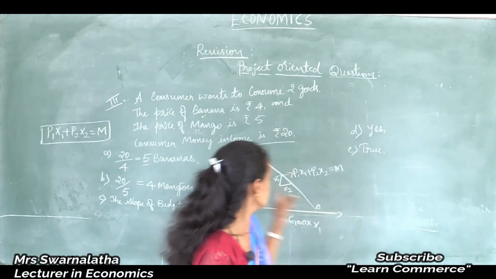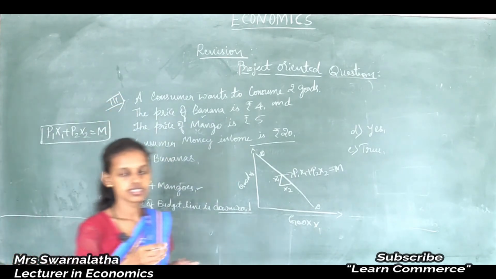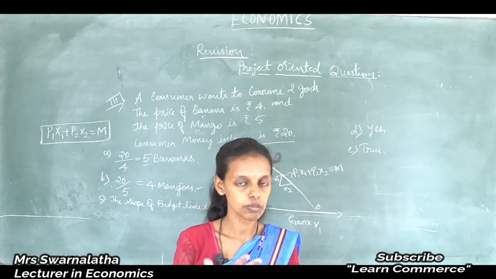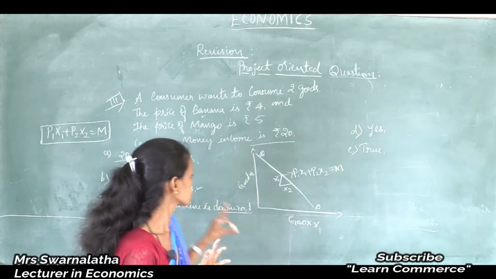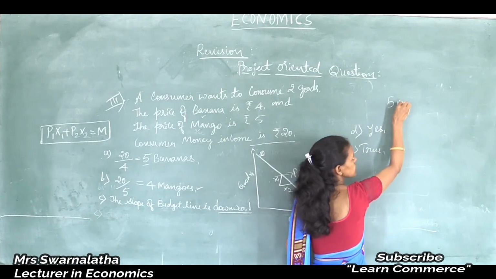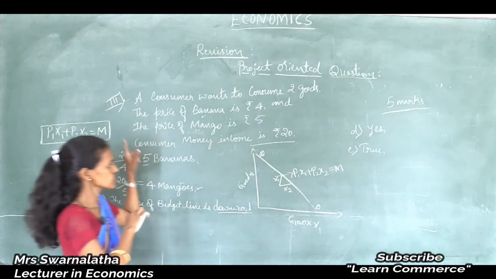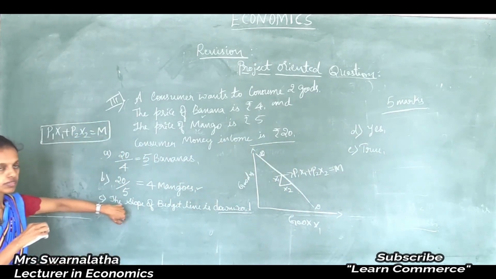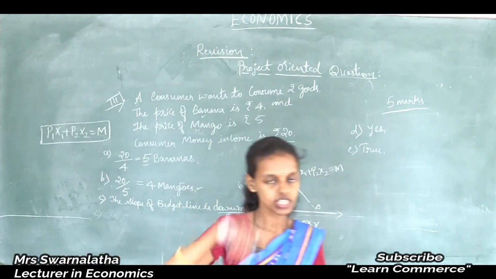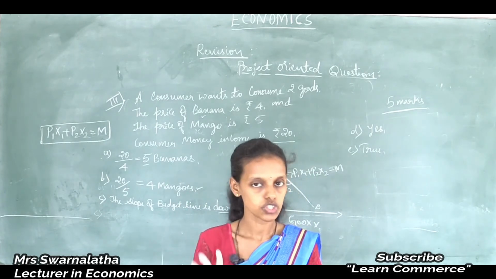So these are the 3 main project oriented questions from the first 6 chapters of microeconomics. The same questions are repeating always, so very important questions. One is this one, very important for 5 marks. All the project oriented questions contain 5 marks. Easily you can score the 5 marks if you write like this. Write in a detailed manner, draw the graph and show the budget line is always downward sloping. So this is about the 3 main project oriented questions.